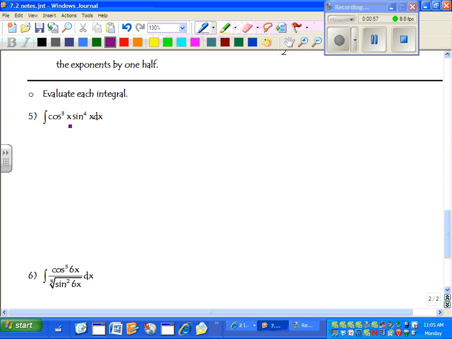So if we look at number 5, cosine is cubed. So that's an odd one. We're going to take a cosine out of that. We're going to make a cosine squared times sine to the 4th. And we're going to put that cosine, the extra one that makes it cubed, at the end.